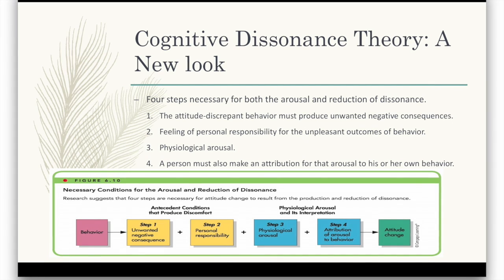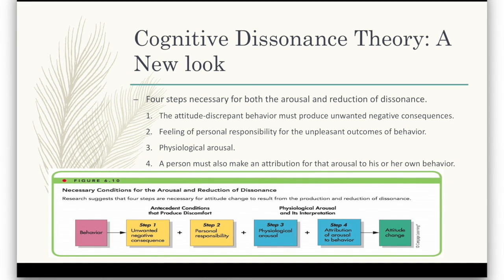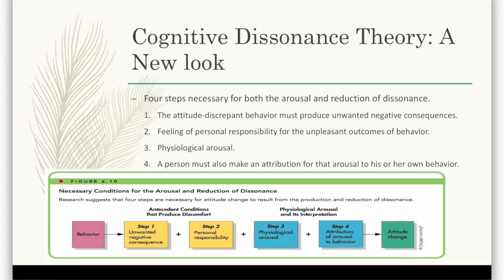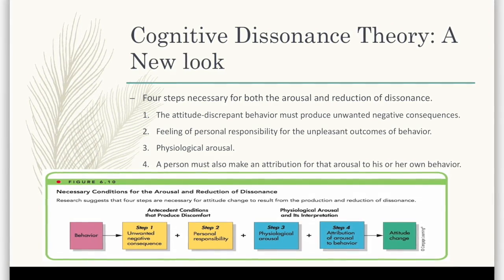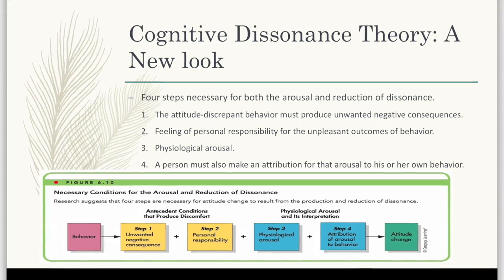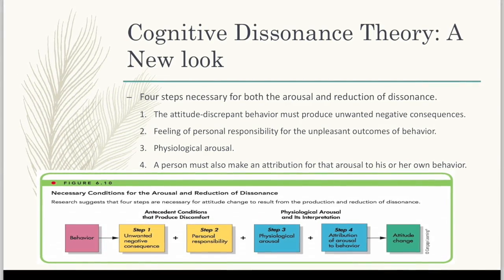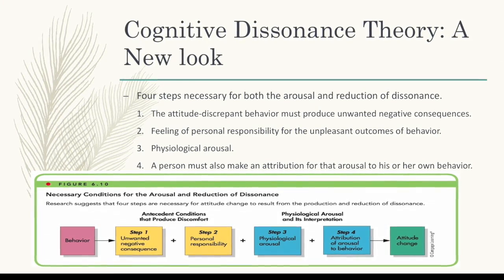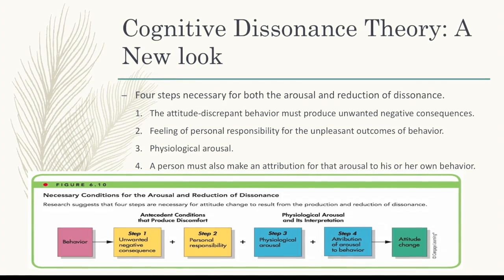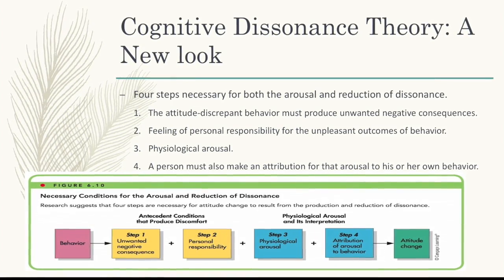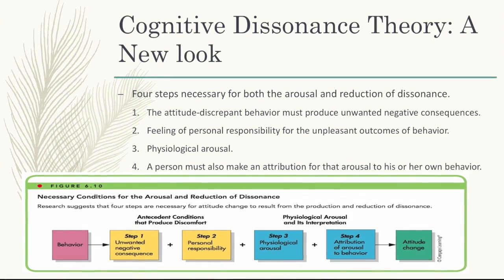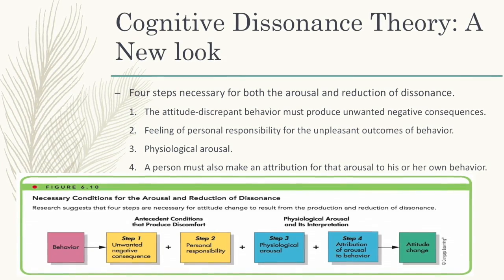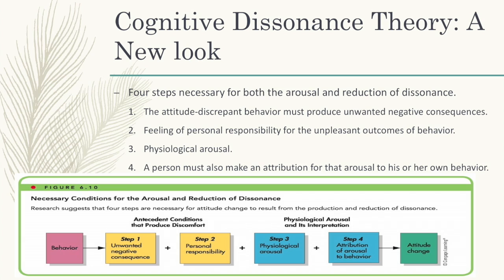Cognitive dissonance theory, a new look. There are four steps necessary for both the arousal and reduction of dissonance. The first one is the attitude. Disruptant behavior must produce unwanted negative consequences. Two, feeling of personal responsibility for the unpleasant outcome of behavior. Three, the psychological arousal. And four, a person must also make an attribution for that arousal to his or her own belief. Below is a chart that demonstrates the steps one by one.